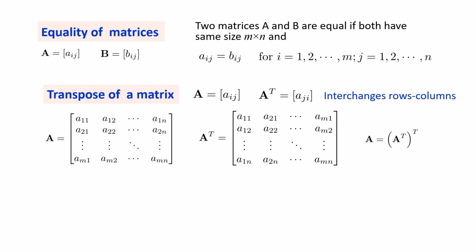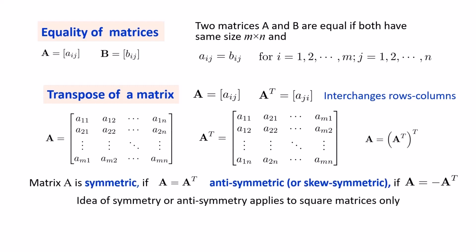If A and A^T are equal to each other, the matrix A is called symmetric, and if A is negative of A^T, we call the matrix A to be antisymmetric or skew-symmetric. We also understand that if A is an m by n matrix, A^T would be an n by m matrix. So unless A is a square matrix, A and A^T are not of same size. A corollary of this is that only square matrices could be symmetric or antisymmetric.